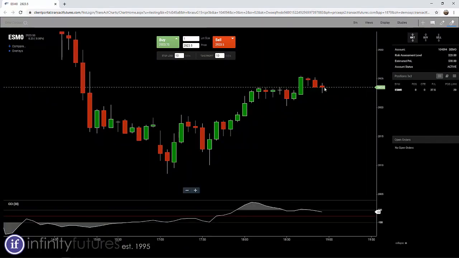Now, before we talk about the ticket, I just want to point out on the right hand side, my position in the E-mini S&P is 0. In other words, it's flat. We don't have a position yet.